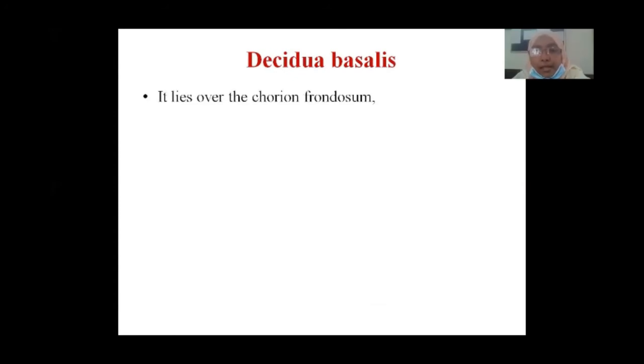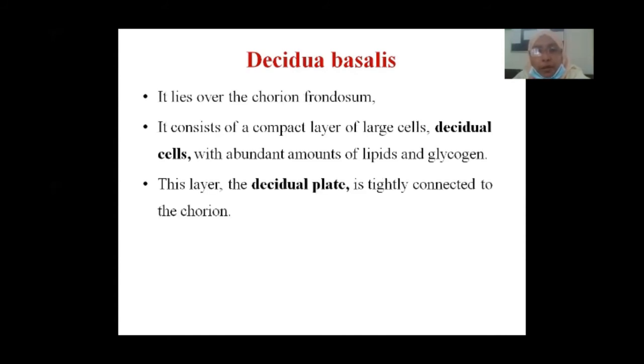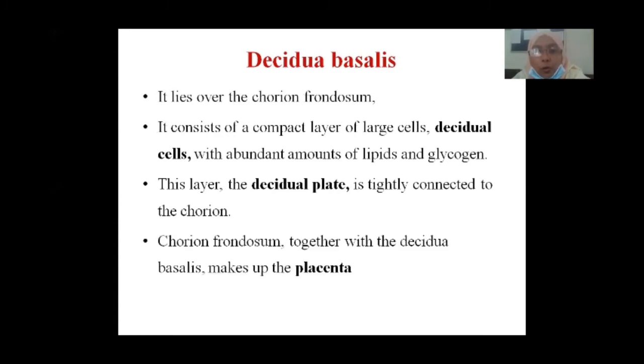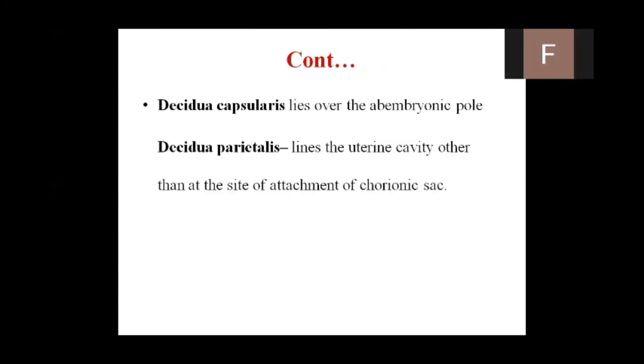Decidua basalis lies over the chorion frondosum. It consists of a complex layer of large cells, decidual cells, with an abundant amount of lipid and glycogen. This layer, the decidual plate, is tightly connected to the chorion. Chorion frondosum together with the decidua basalis will make up our future placenta. Decidua capsularis lies over the abembryonic pole. Decidua parietalis lines the uterine cavity other than the implantation site, or site of attachment of the chorionic sac.